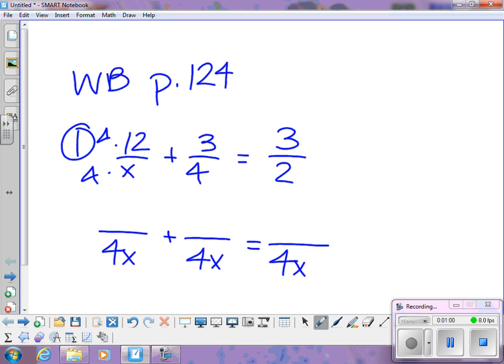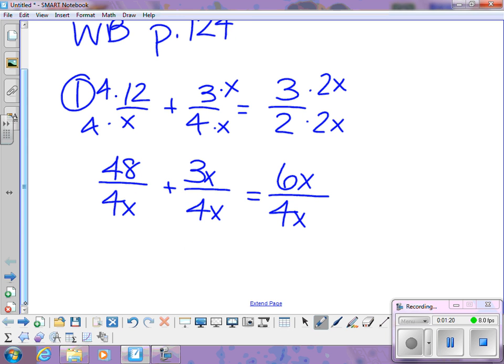4. 12 times 4 is 48, and what do I have to multiply this by? x. So 3 times x is 3x. What do I have to multiply 2 by to get 4x? 2x. Perfect. 3 times 2x, 6x. Now that the denominators are the same, you can just cancel them out, right?